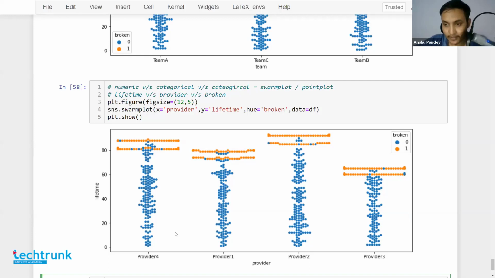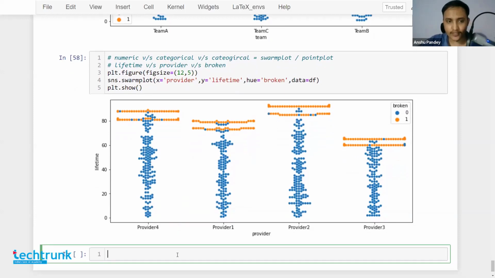Because of provider 3, yeah. So you can say that's one of the ideas. This is what you do in multivariate analysis. We compare multiple factors with the target, right? Which could be provider versus lifetime versus broken. That's what you're comparing here. So that's one of the analyses that we did here. This was more of an idea about numeric versus categorical versus categorical.